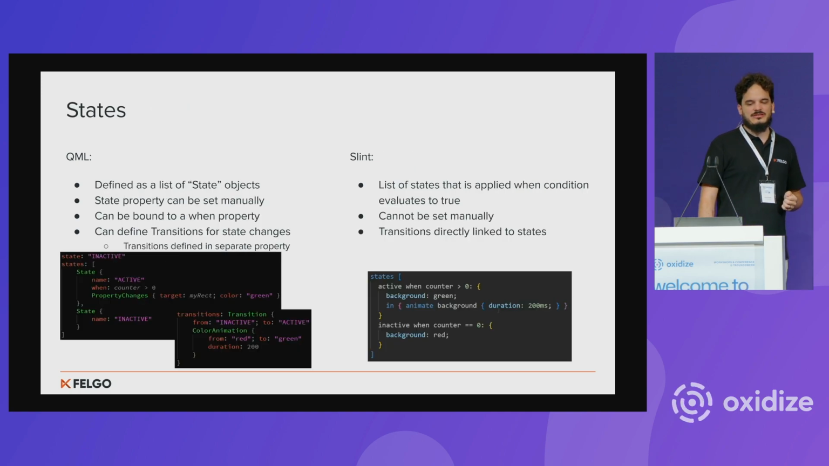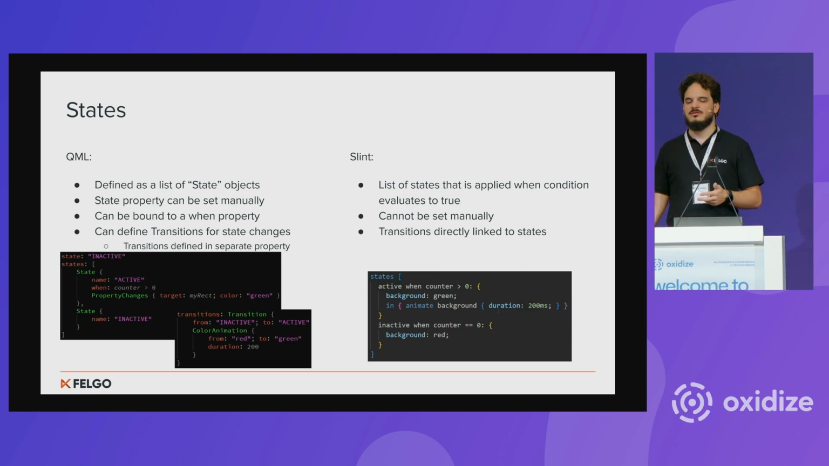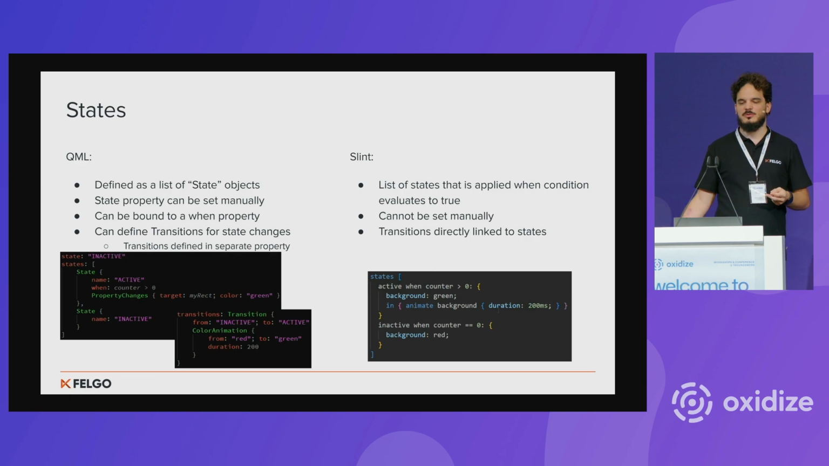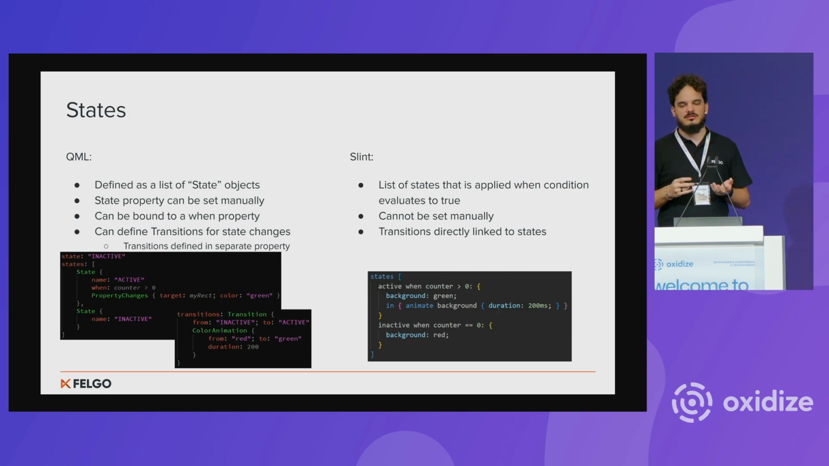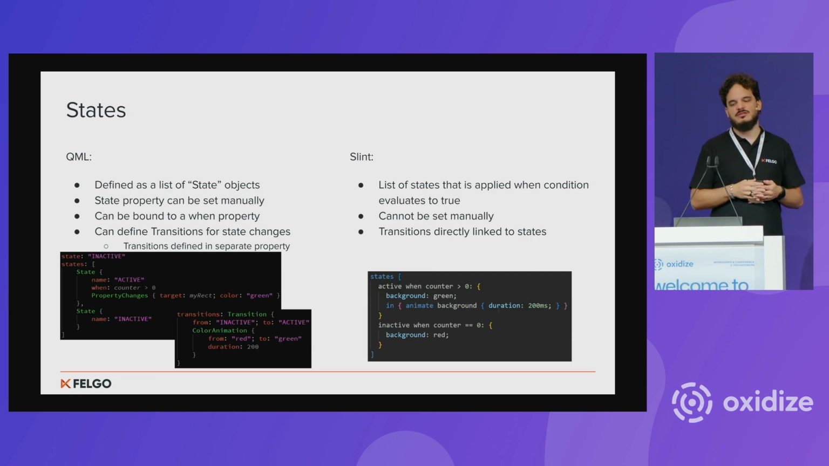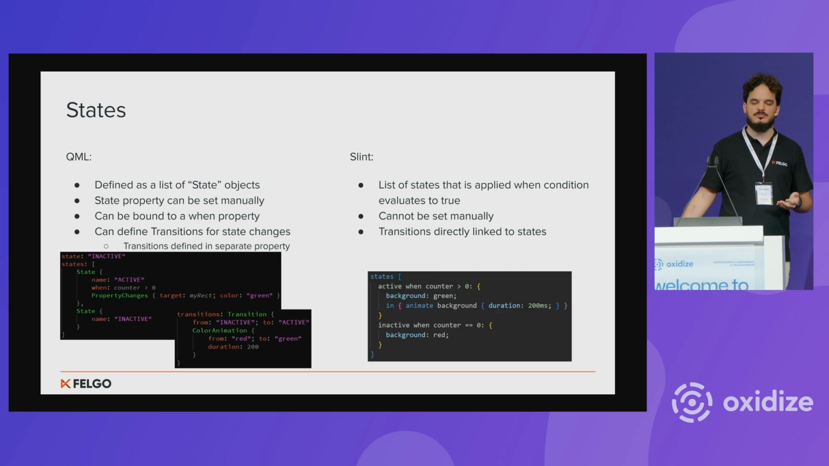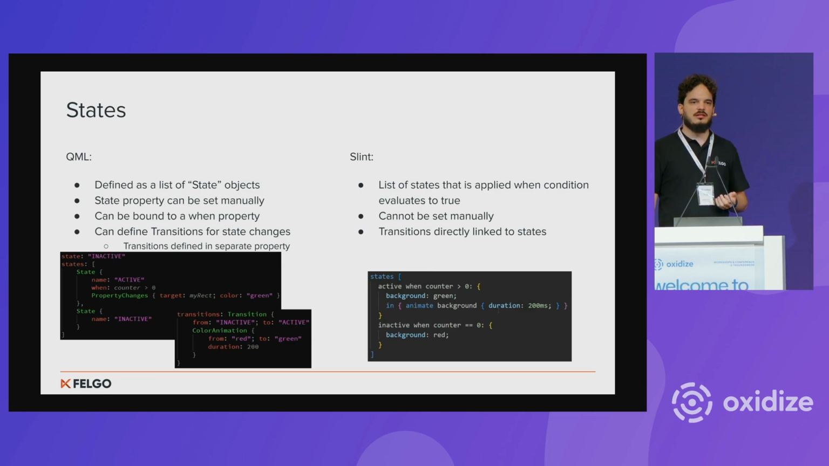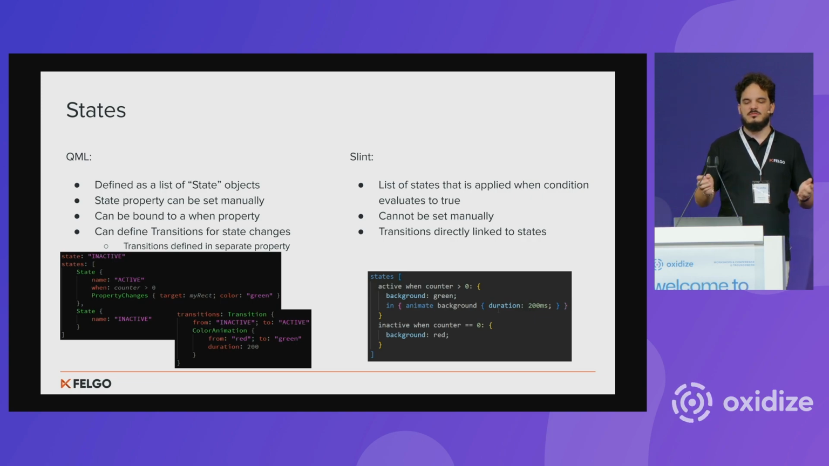As for the states, they are pretty much the same as well, as you define a list of application states in both of them. The difference is that in Slint, a state is applied when a condition is evaluated to true, and in QML you can either add a when condition, and if this evaluates to true, then that state will be chosen, or you can manually set your states, and the state can be bound to a property and modify this.